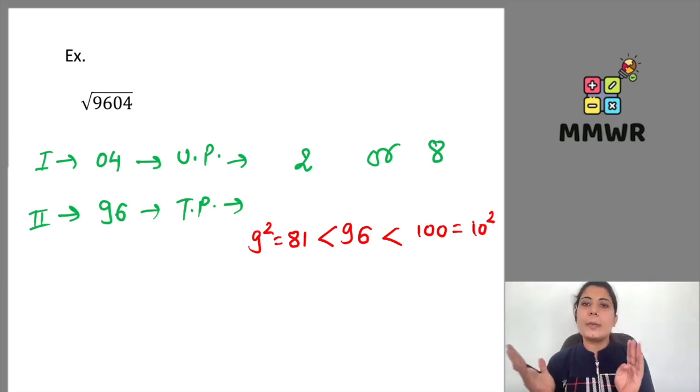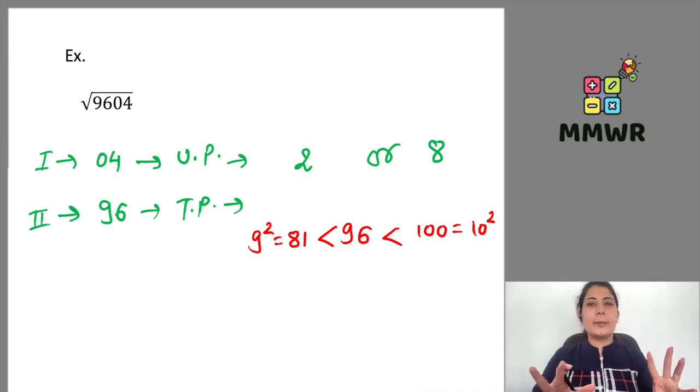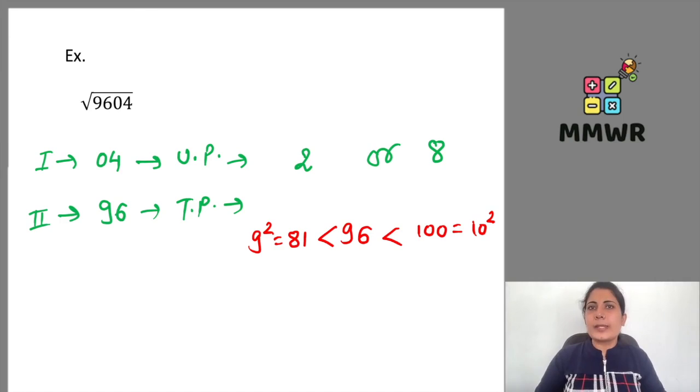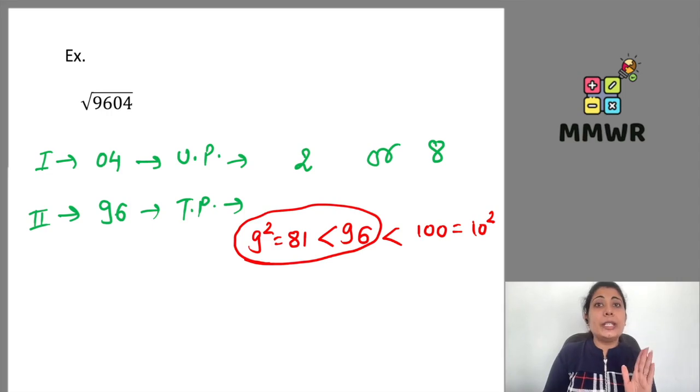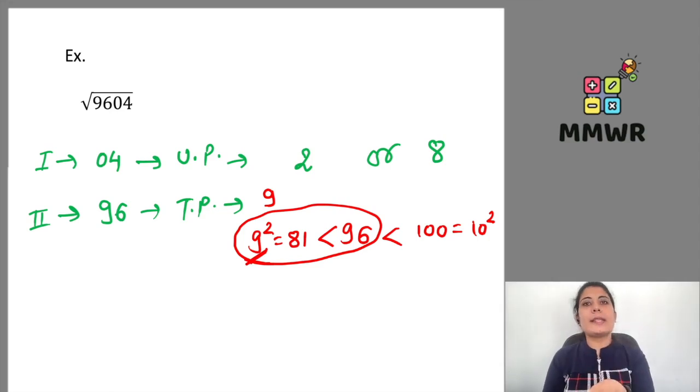So 9 के स्क्वायर के बाद सीधा 10 का स्क्वायर आता है और उसी के बीच में 96 आता है. That means 96 is not the perfect square, but it lies between the perfect squares 81 and 100. So we always have to go to the smaller one. So 96 है, that means the tens digit is going to be 9. Why 9? Because 81 is smaller than 96, the closest perfect square.